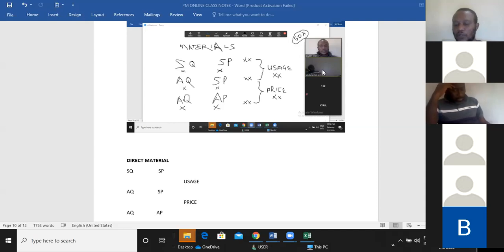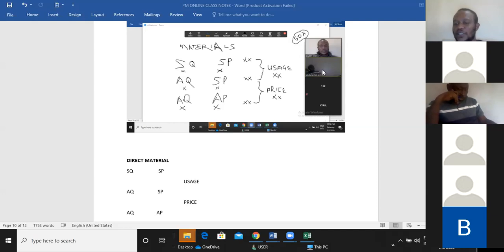So the standard quantity is 0.5 kilograms per unit. So we use half a kilo for 1 unit. Our standard price is $4 per kilogram. Our standard price is per kilogram, per the input. However, your standard quantity times your standard price will give you your standard price per unit. This is very, very, very important, and you will see when the questions become more intricate that we'll need all this information.